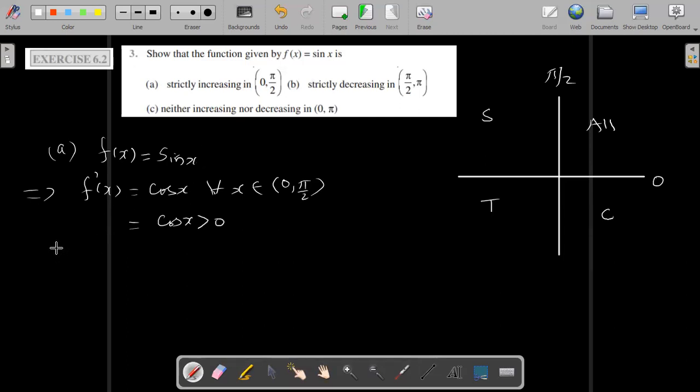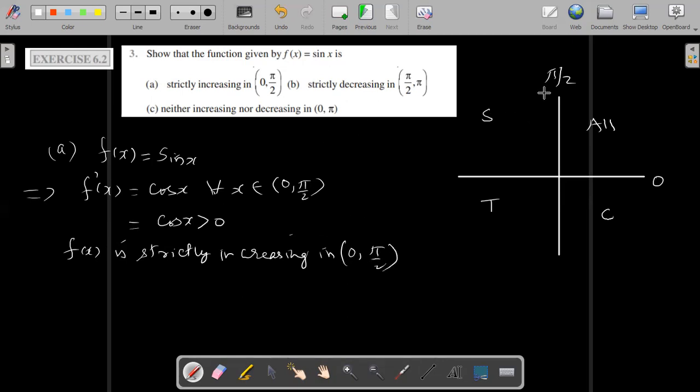Therefore, prove that f(x) is strictly increasing in the interval 0 to pi by 2.